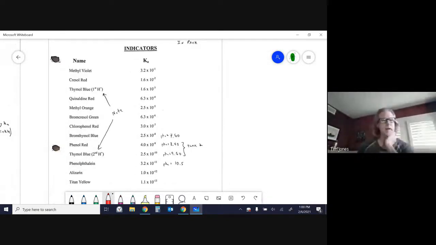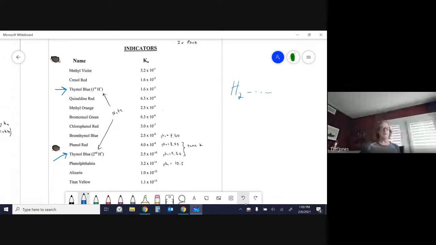Okay. Other interesting things on here to note is you'll see all of them are only on here once, except thymol blue. I guess I'll use a blue pen. Thymol blue is there twice. What that means is that it must be diprotic. It must be H2 something something. And so when it says first hydrogen, that is when it has lost that first hydrogen. And when it says second, that's when it's lost its second. And note the Ka is smaller for the second, of course.